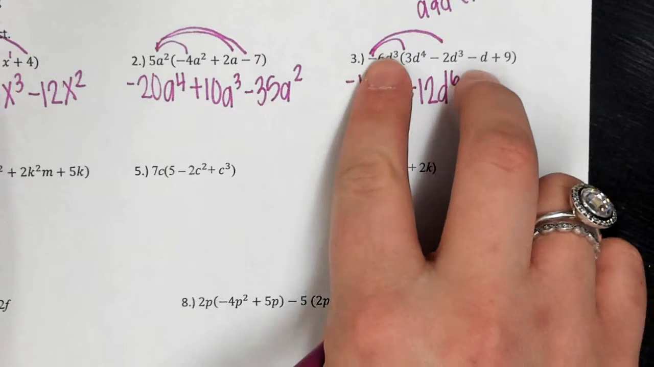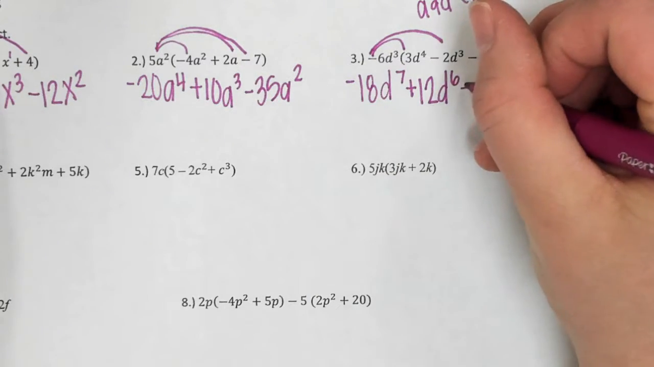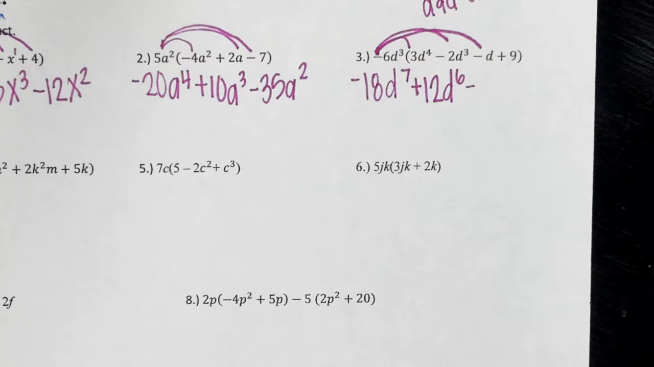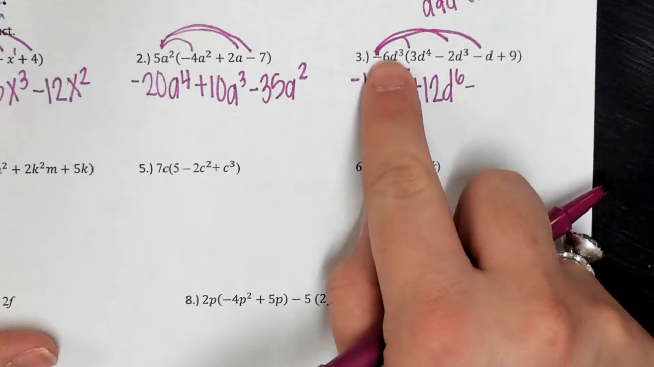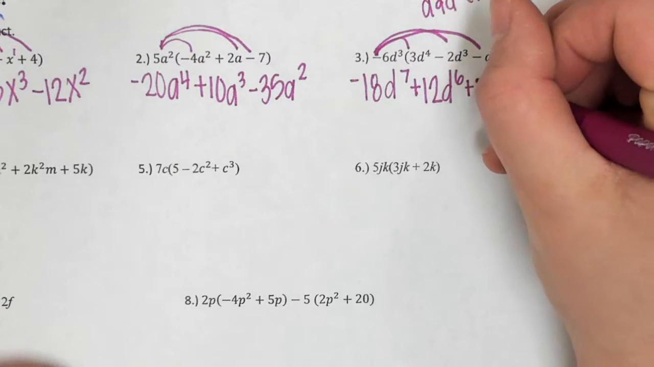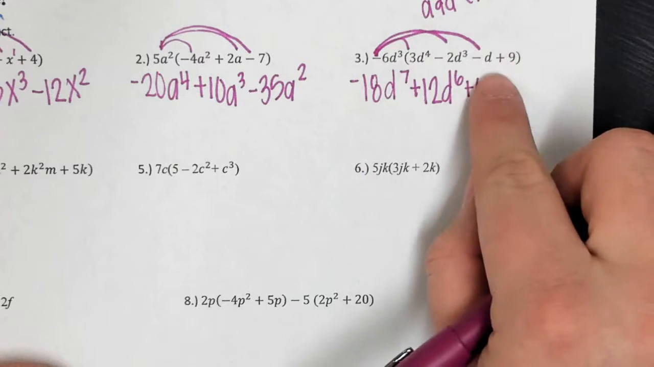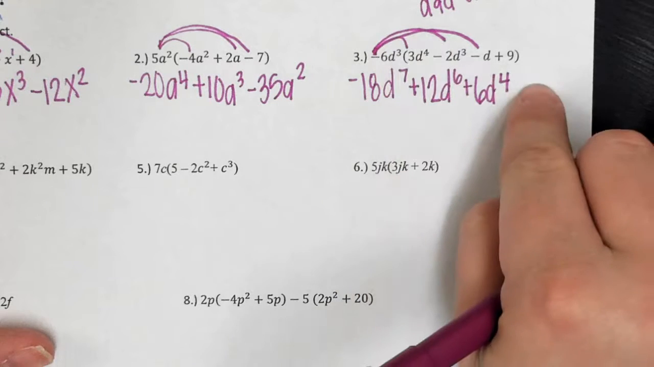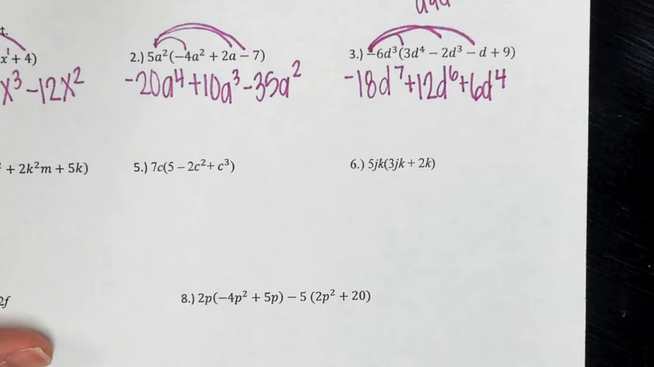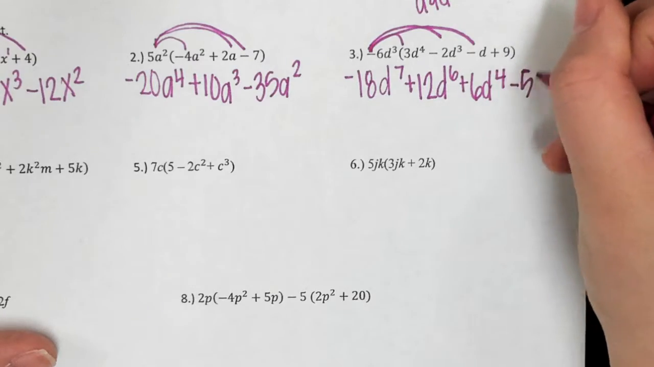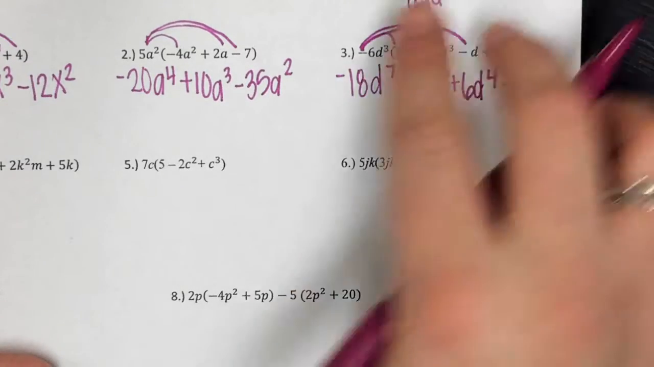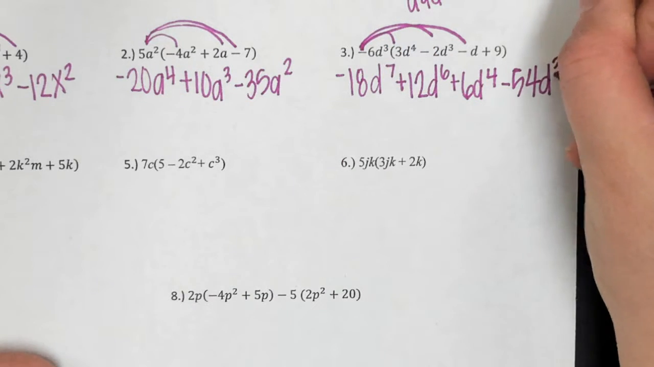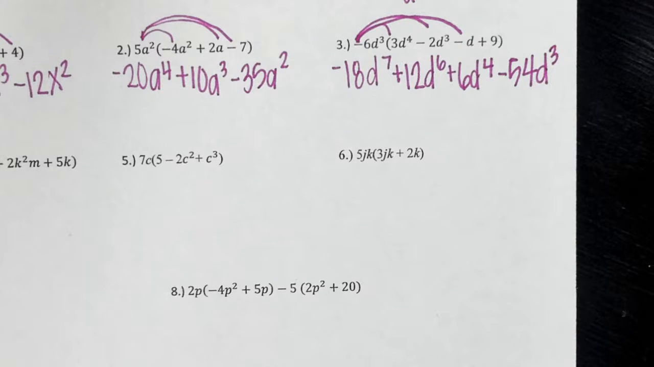Negative 6 times negative 1, because that's what you do when you distribute, is positive 6. d to the third times d is d to the fourth. Negative 6 times 9 is negative 54. Good. You have your baggage still. Even though 9 doesn't have any luggage, you got yours because you need d to the third to come with you.